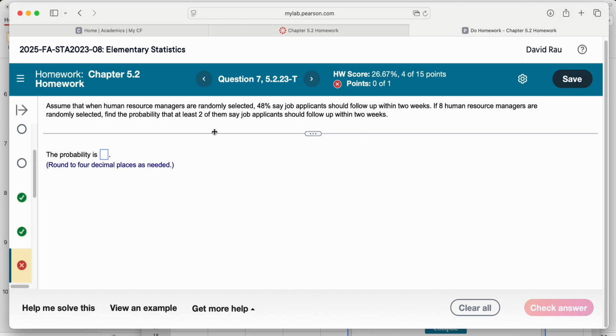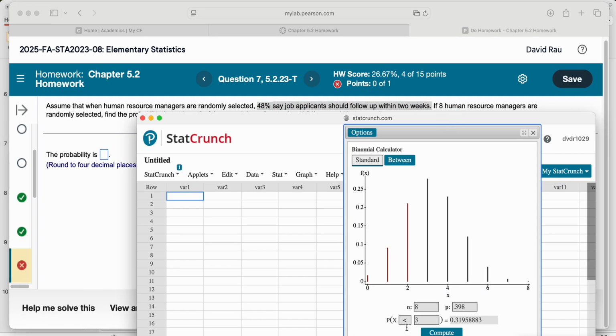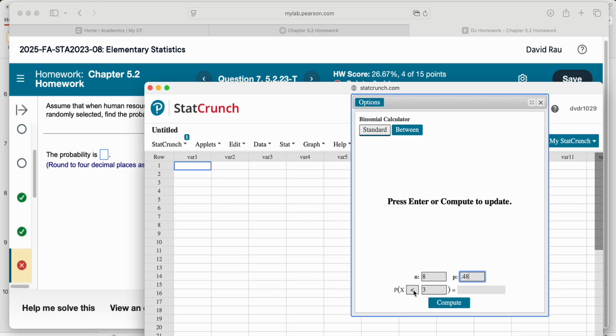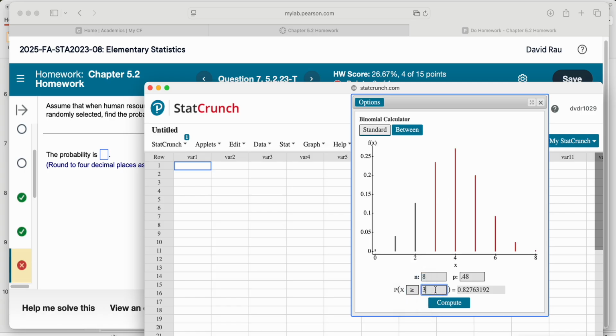All right, up next, same idea. 48% say that job applicants should follow up in 2 weeks. If 8 human resource managers are selected, find the probability that at least 2 say that they should follow up. So same idea. There's 8, so that was nice that that's still the same. Now this changes to 0.48. And I want at least 2, so that could be greater than or equal to 2. And that would be 0.955.